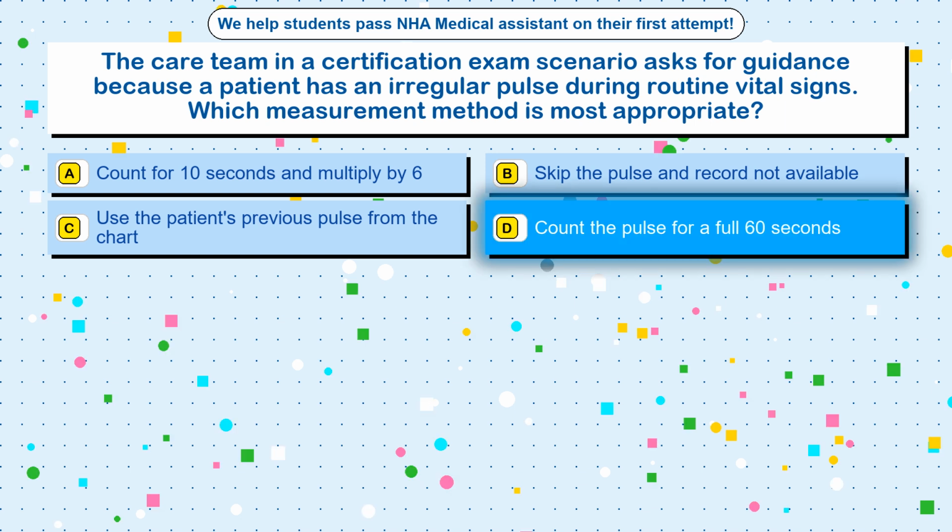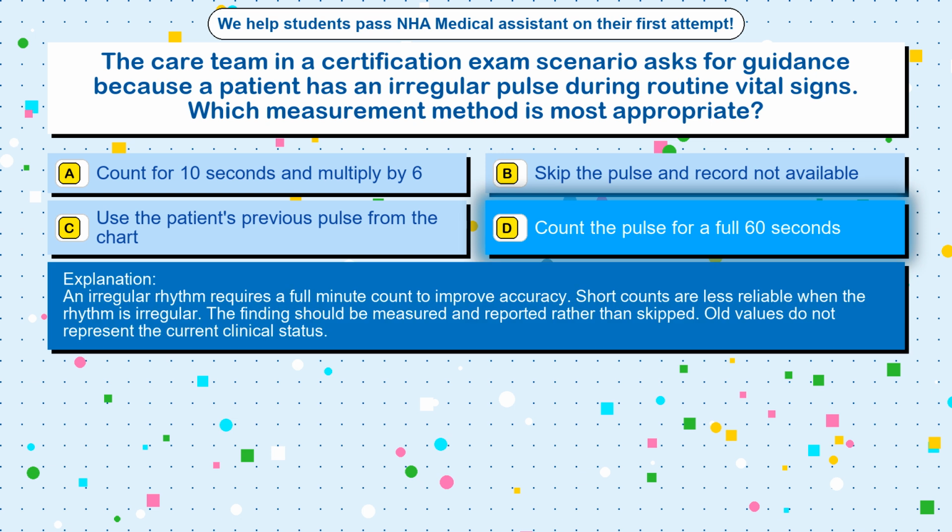The correct answer is option D. Count the pulse for a full 60 seconds. An irregular rhythm requires a full minute count to improve accuracy. Short counts are less reliable when the rhythm is irregular. The findings should be measured and reported rather than skipped. Old values do not represent the current clinical status.